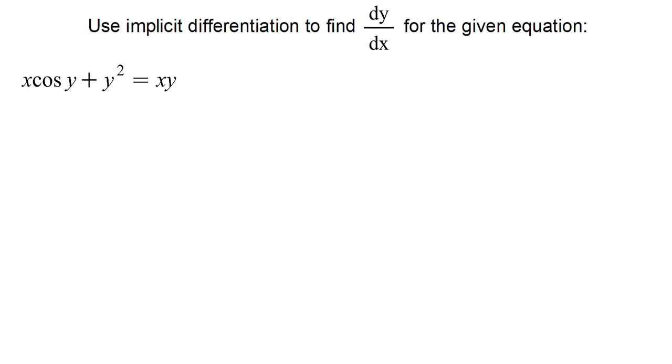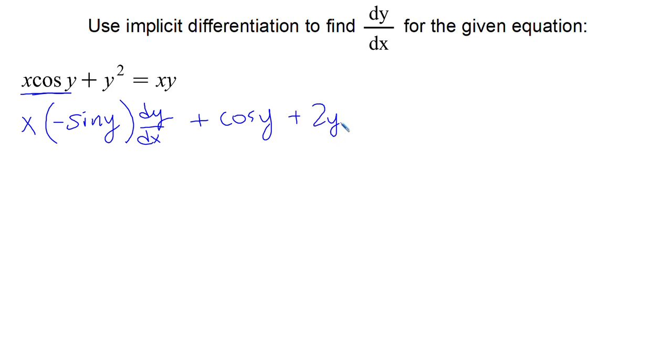First, we've got x cosine y plus y squared equals xy. Well, x cosine y is a product of two functions, so we'll use the product rule. That'll be x, and then times the derivative of cosine y. Well, its derivative should be negative sine y times dy/dx, because we're taking a derivative of a y term. And then plus the cosine y times the derivative of x, and the derivative of x is just 1, so that's good as it is.